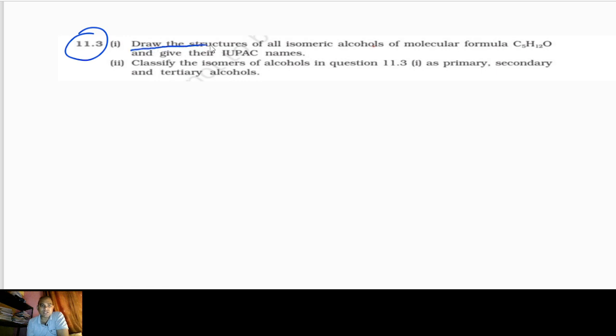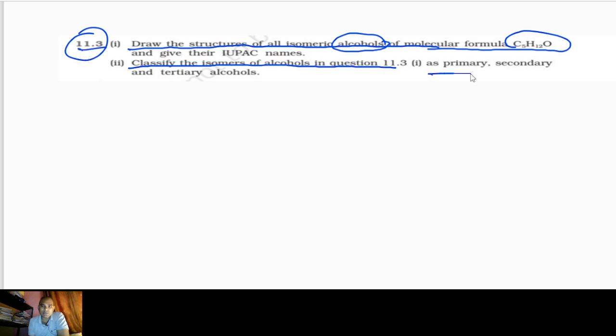Draw the structure of all the isomers. Here we have to draw the structure of all the isomeric alcohols with molecular formula C5H12O. This is asking only for alcohol, so we need not consider ethers. Now, classify the isomers of alcohol as in question 11.3, that is primary, secondary and tertiary alcohol.